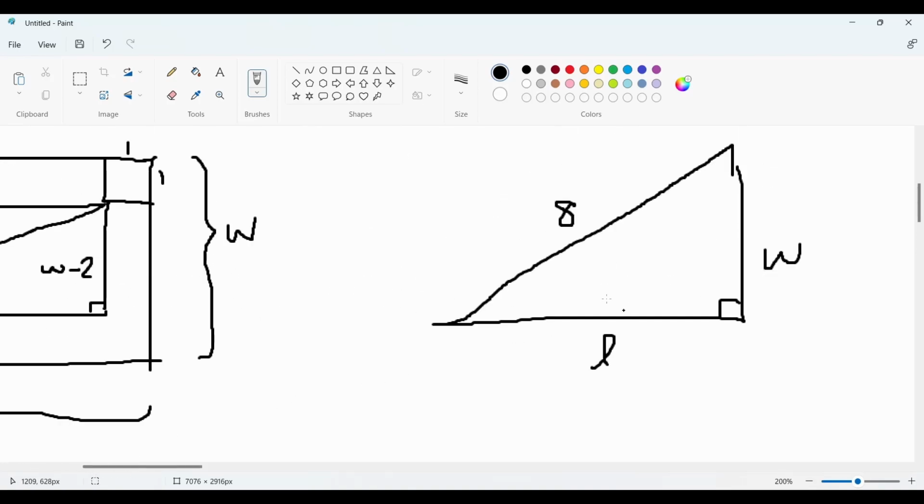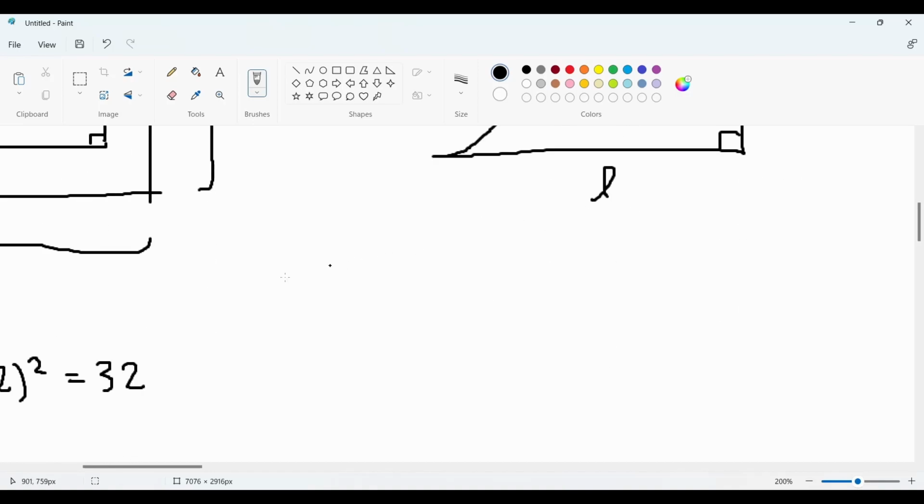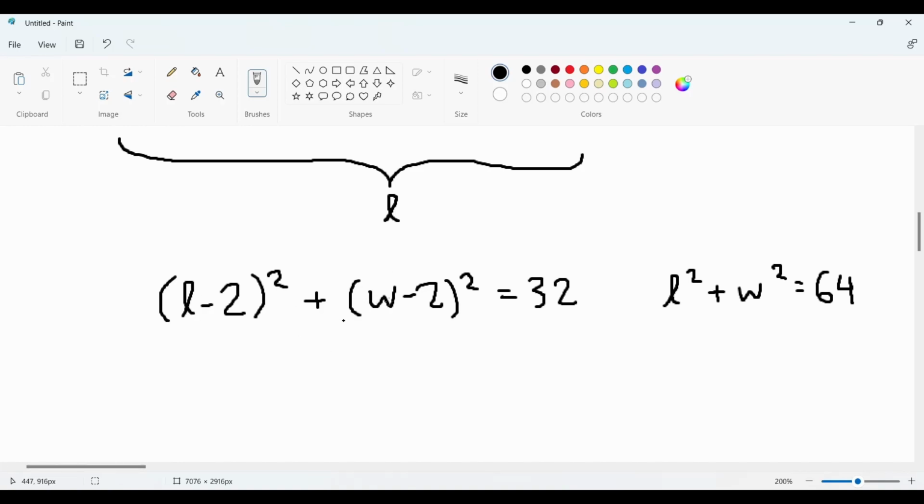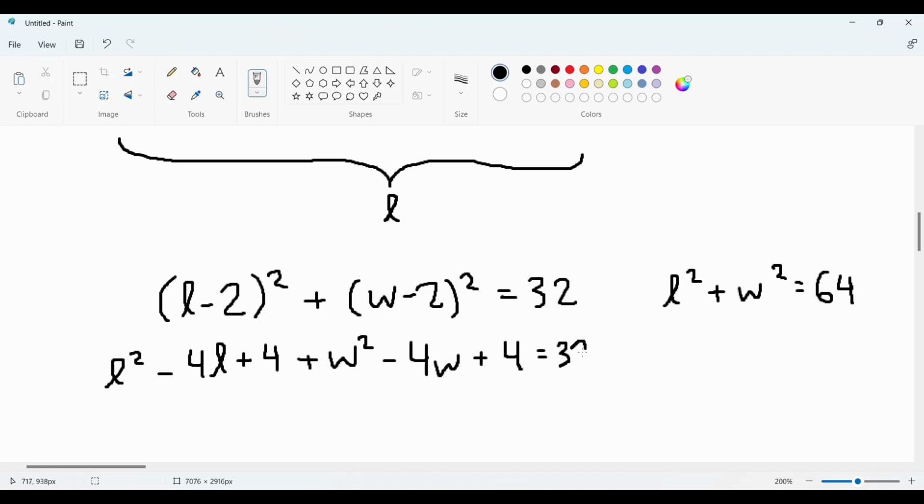And from this other right triangle, we've got L squared plus W squared equals 8 squared. So L squared plus W squared is equal to 8 squared, which is 64. Okay, let's see if we can simplify this left-hand side by distributing out the squared factor. The L minus 2 quantity squared is going to be L squared minus 4L plus 4 when you distribute it all out. And similarly, this other expression is going to be W squared minus 4W plus 4. That's equal to 32.